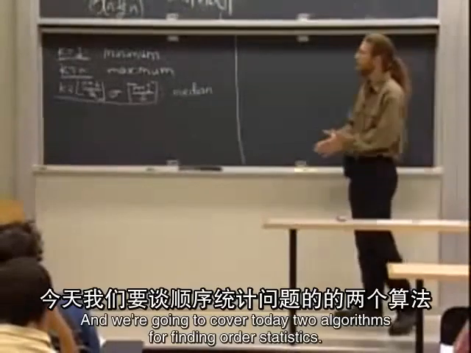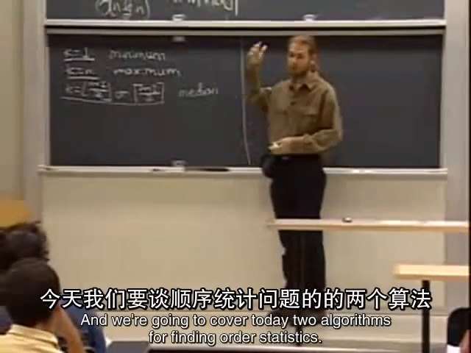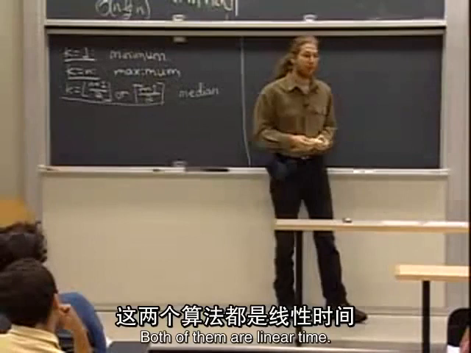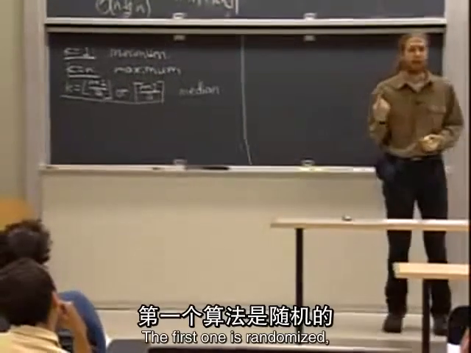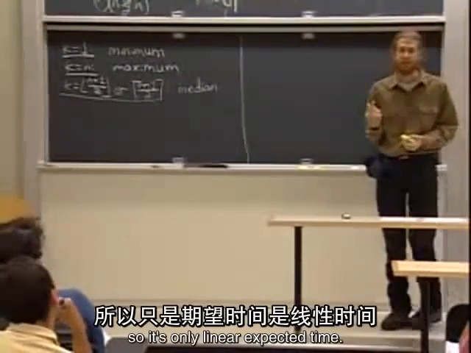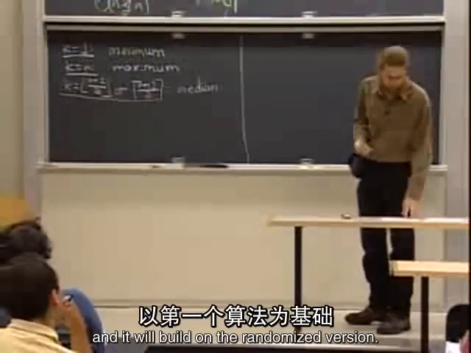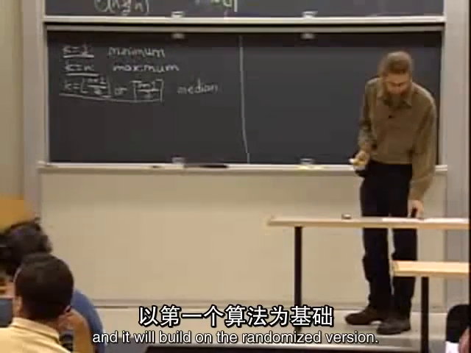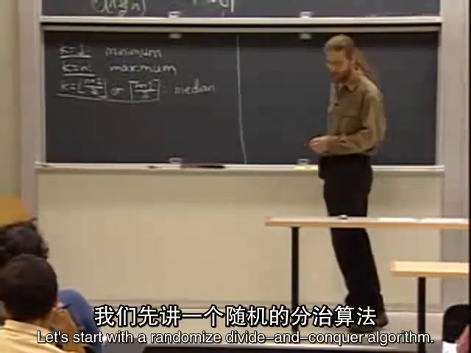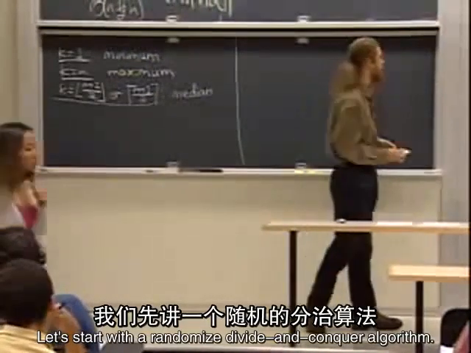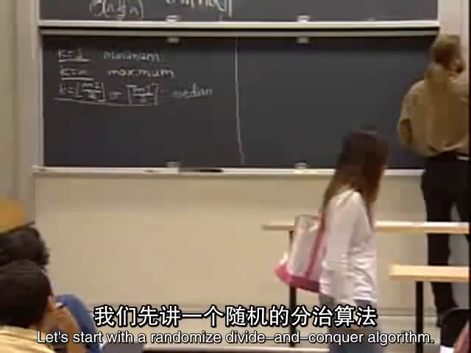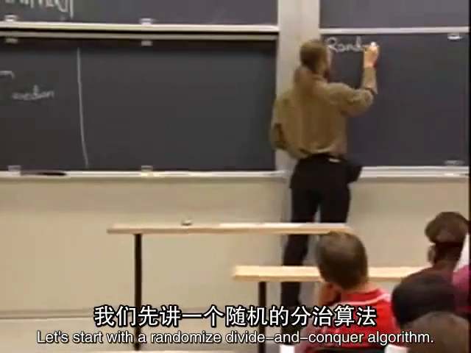We're going to cover today two algorithms for finding order statistics. Both of them are linear time. The first one is randomized, so it's only linear expected time. The second one is worst case linear time, and it will build on the randomized version. So let's start with a randomized divide and conquer algorithm.